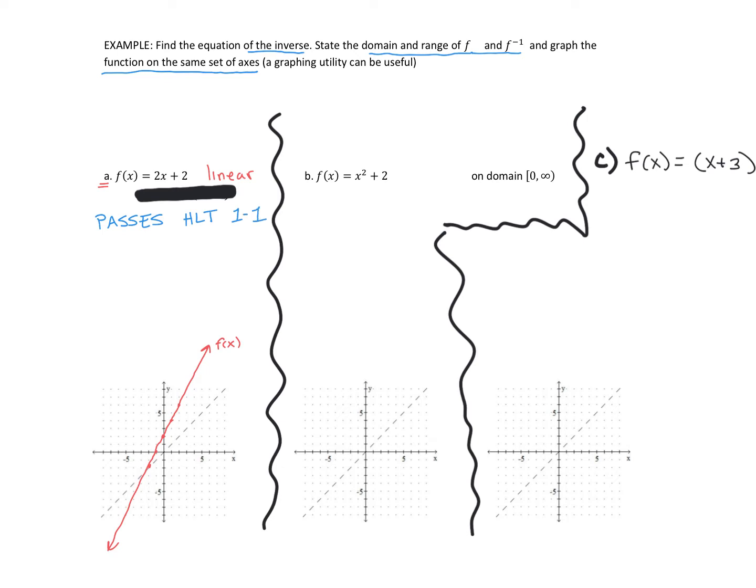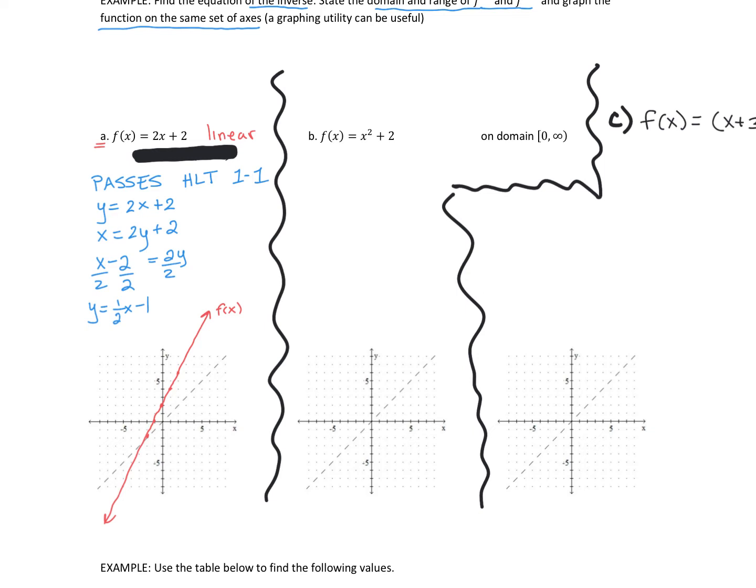And the next thing we do is we put the y in for the f of x. We switch the x and the y, so we get x equals 2y plus 2. And then we solve for the y. So I'm going to subtract 2, and then I'm going to divide by 2. And I'm going to divide each of these by 2. You'll see why here. We're going to get y equals 1/2 x minus 1. So our inverse is 1/2 x minus 1.